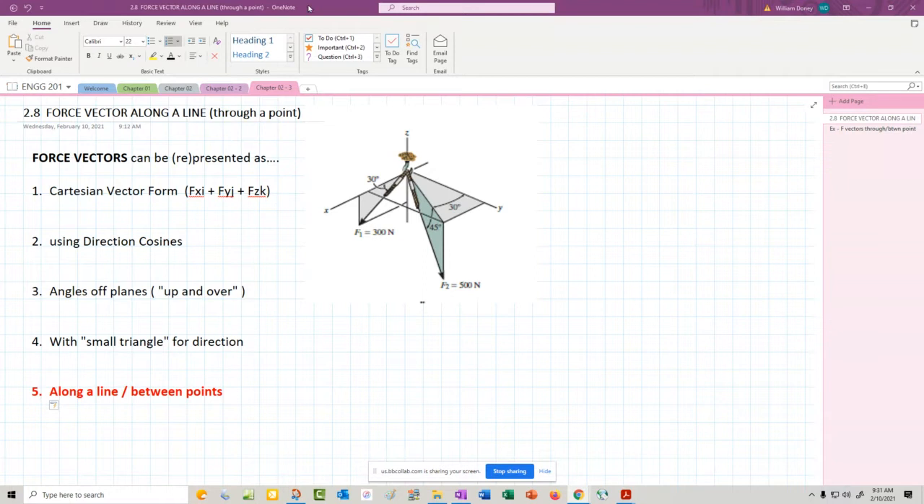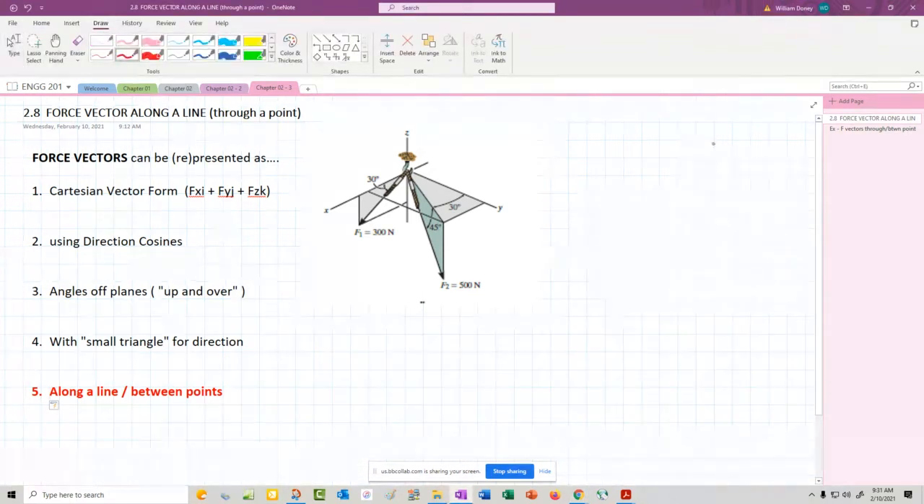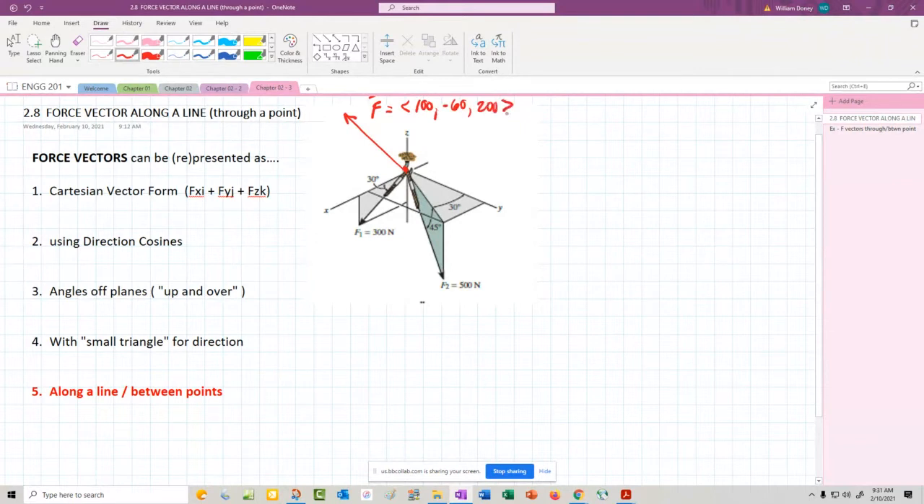So if I have this drawing, I'm just going to use this existing drawing over here. If I have a force acting here and it goes up and it says F, and it puts in here, I don't know, 100, negative 60, 200 newtons. If we had a force like that, we should call that one number 1 because it lines up with this one. That means we're given the force already in Cartesian vector form.